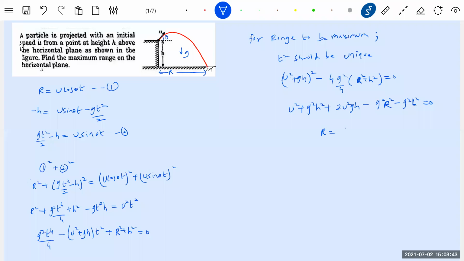U will come outside. Sir, it should be u to the power 4, sir. U to the power of 4, no? Yeah, this will be, so we'll write one more equation. It will be easy for me. I'll take u square common. U square plus 2gh equal to g square r square. So range should be equal to u by g under root of u square plus 2gh. This is what the maximum range.